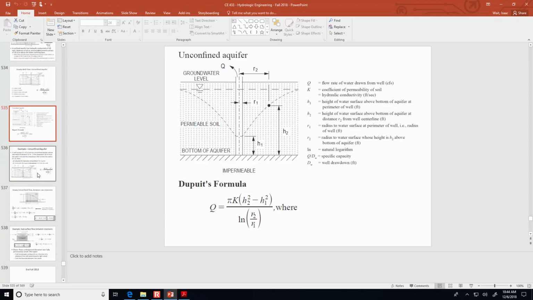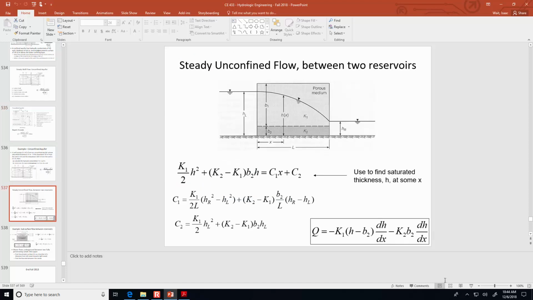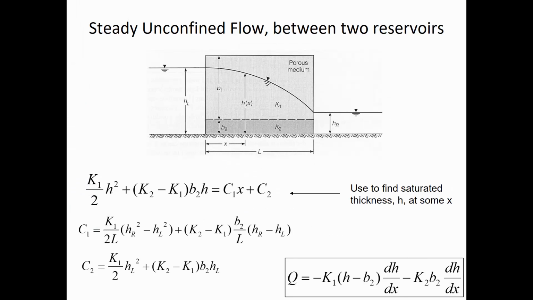One other thing I want to show you, but we won't actually do calculations for, is the formulas that describe the flow between reservoirs. If you have two lakes that are some distance apart, water's going to flow from the elevated lake towards the lower lake. And this model says, let's even complicate things further by having two different soils. There's soil type 1 up above, soil type 2 beneath, and they have different thicknesses and different hydraulic conductivities.